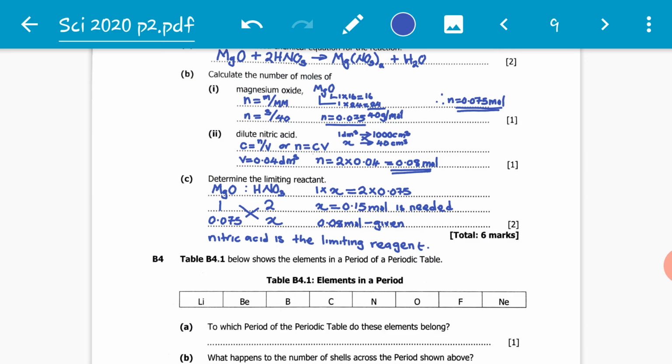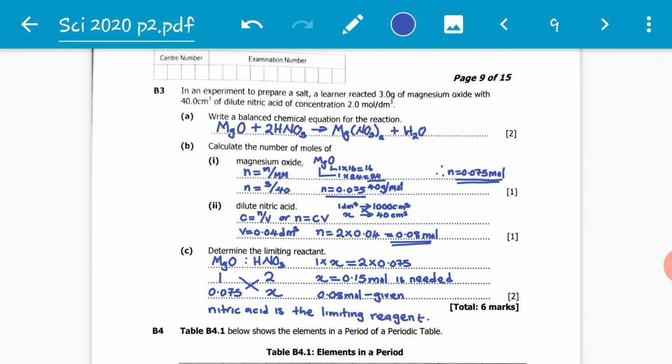However, if we found that what is needed was less than what was given, then it means the other reactant is the limiting reagent.